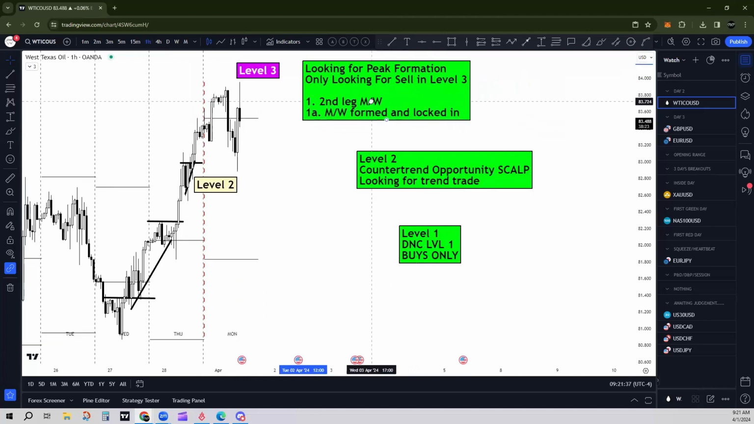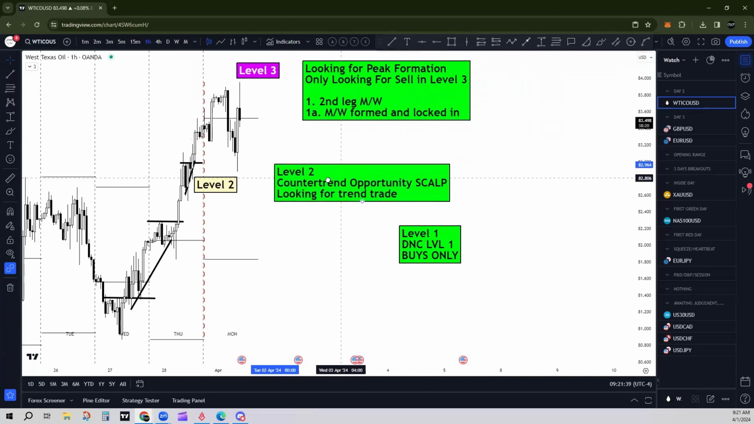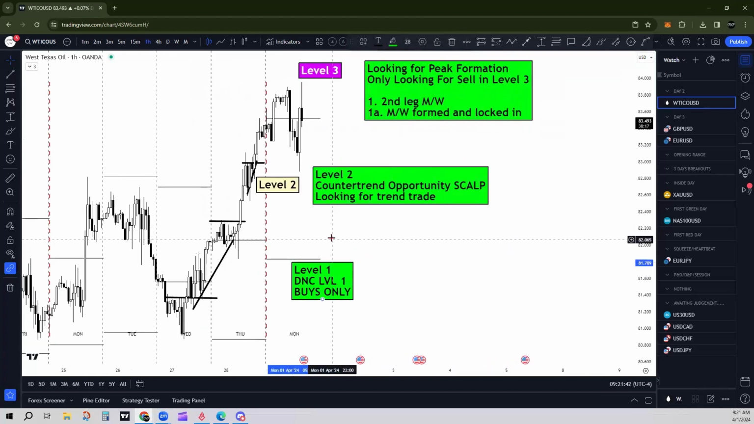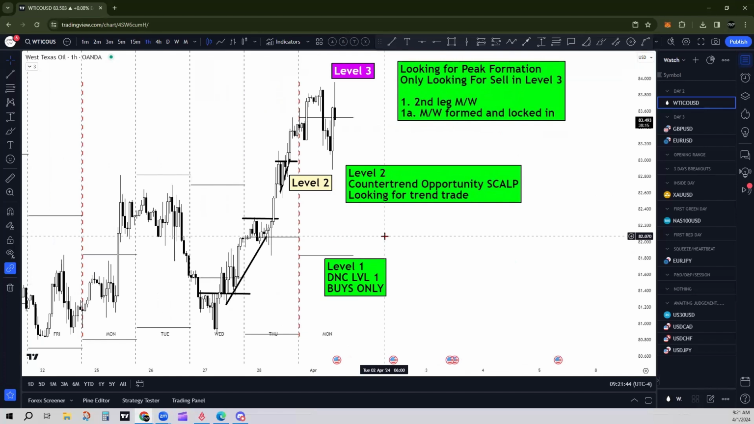So what do I need to look for in each level? Let's break it down by level. Now, remember that picture of gold that I just showed you. And I told you that 5-minute chart of a daily template, you can use that throughout an entire week. Let's start in level 1.